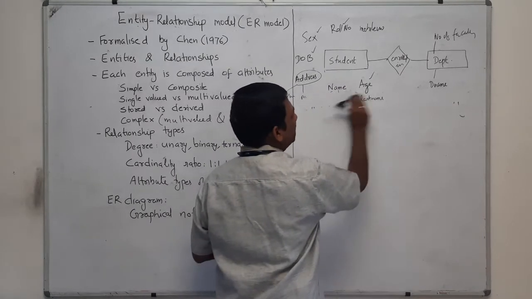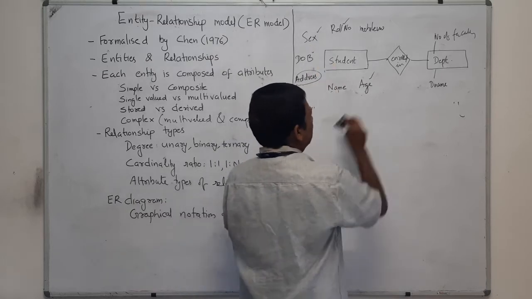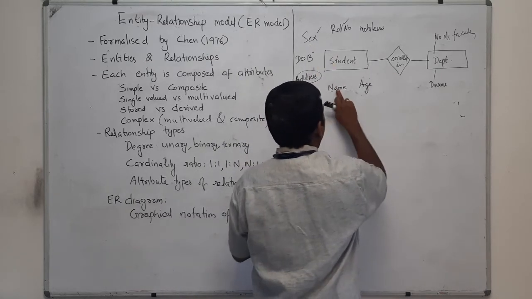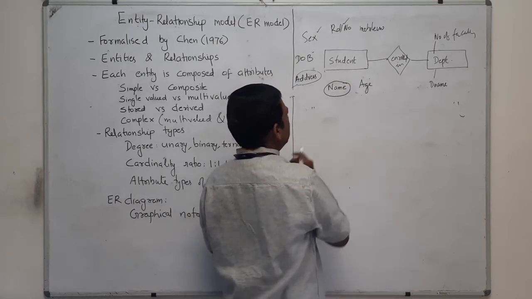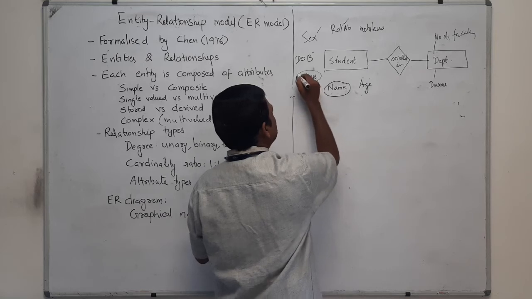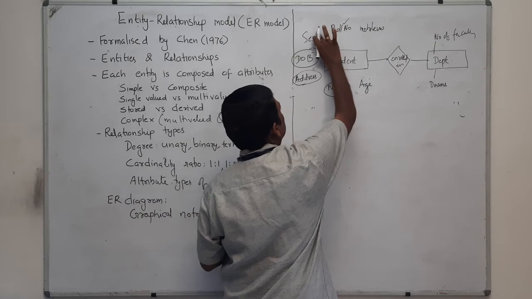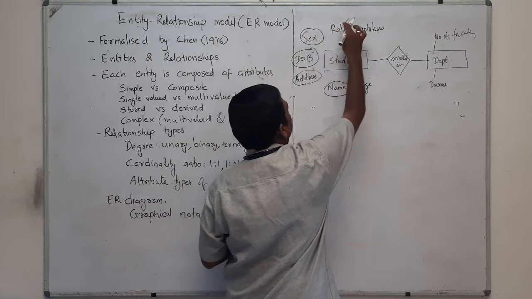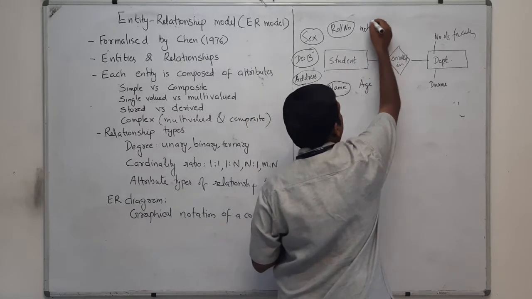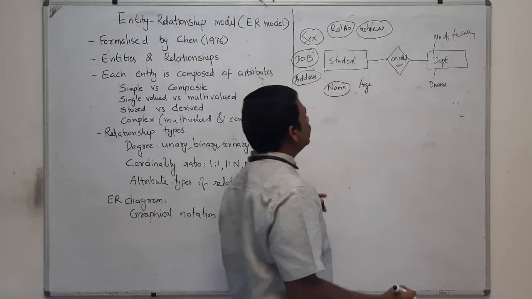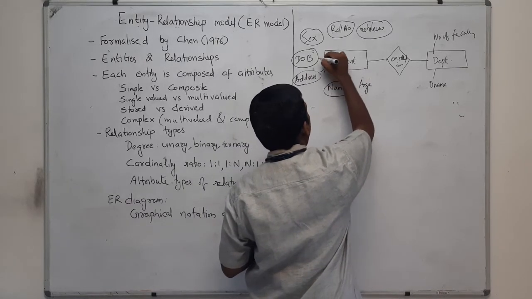If you are representing this, this is an entity. Entities are represented like this. This is name, this is address, this is date of birth, this is sex, this is roll number, and this is mobile number. These are all attributes corresponding to this student, and you can connect them.